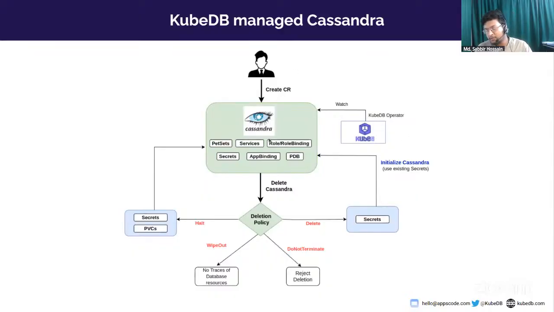This is the diagram which shows that a user is creating a Cassandra custom resource, and KubeDB is watching this custom resource and creating pods, services, roles or role bindings, secrets, app bindings, PDB. And in this case, there are four types of deletion policies: halt, wipe out, do not terminate, delete. In case of wipe out, everything gets deleted, and do not terminate rejects the deletion.